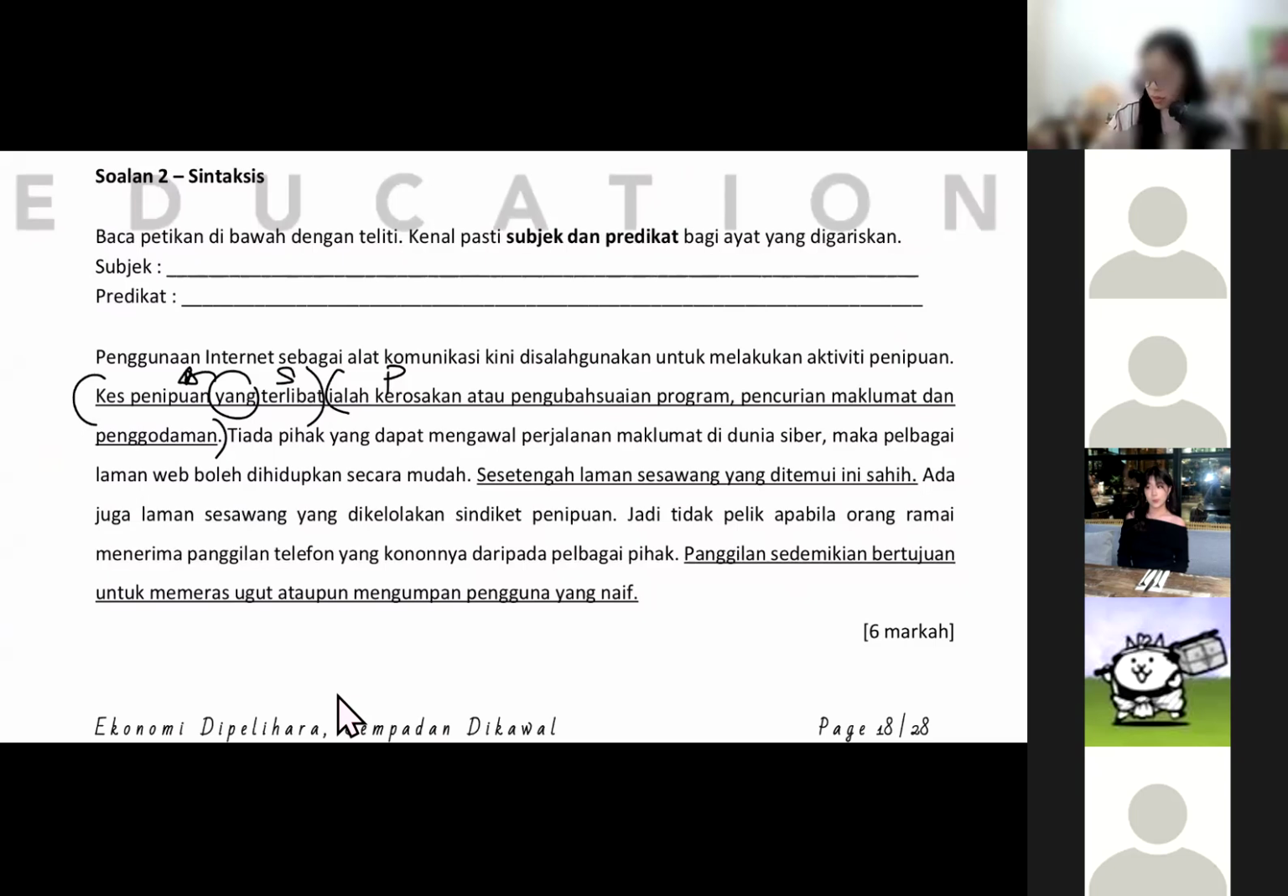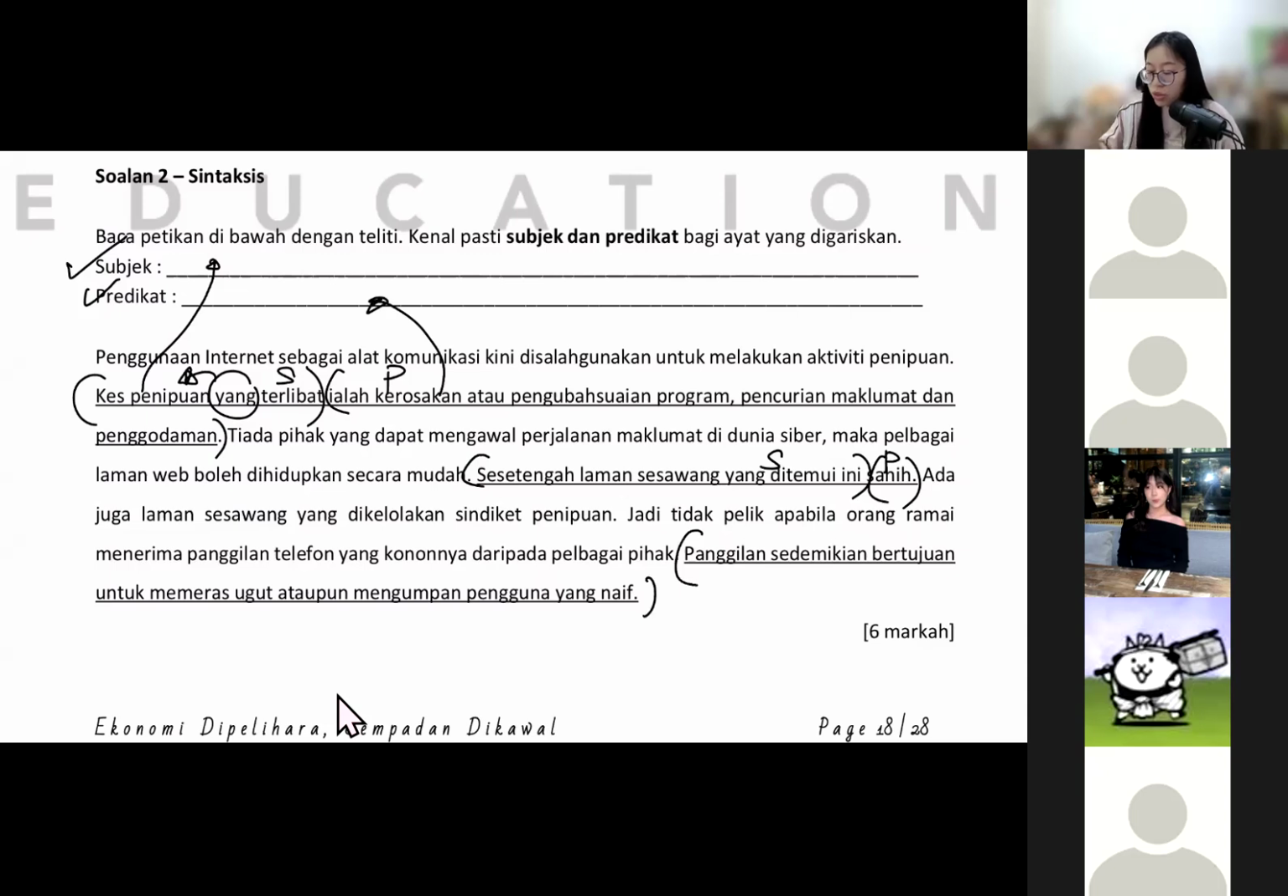Now, for example, sesetengah until sahih, which one is your subject? Sesetengah until which word? Ditemui. No. It's until ini. Don't forget the ini and itu. Sahih means like true. So this is subject, this is predicate. In exam, write full answer, which means case penipuan yang terlibat here ialah kerosakan, you put the subject. Predicate tidak. You have to write full answer. Don't try to be lazy.